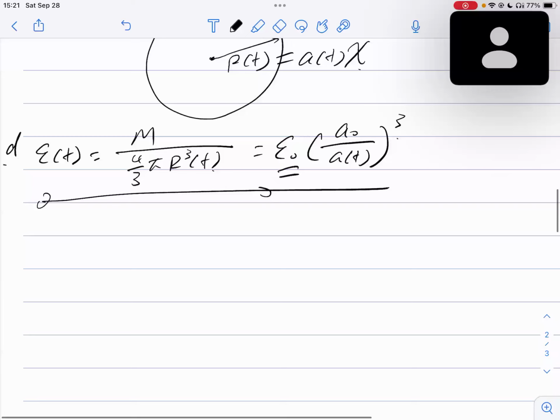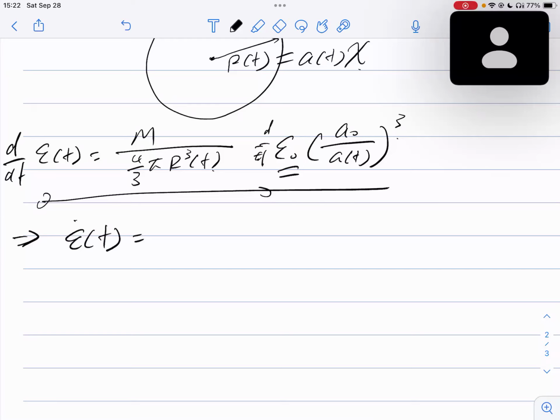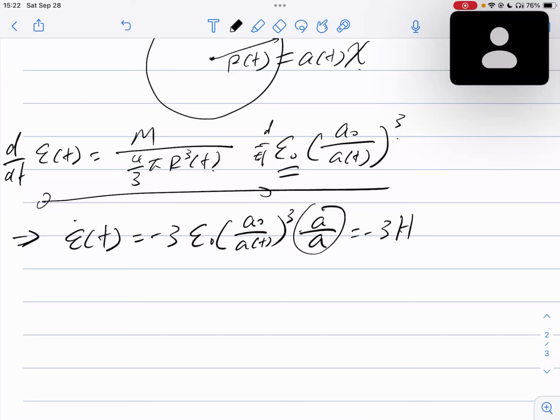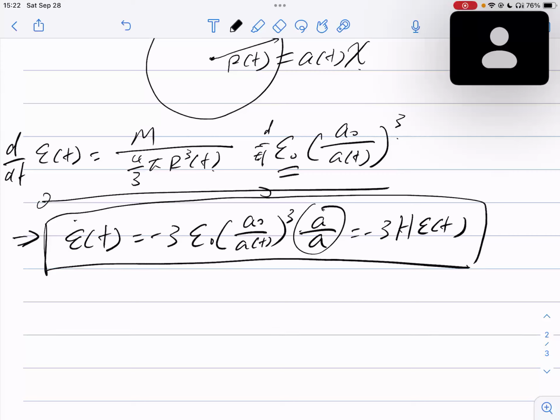Just take d/dt over both sides, and we can then get epsilon dot equals -3 epsilon_0 a_0 cubed over a cubed times a dot over a. Notice that this is just the definition of the Hubble parameter, so it equals -3H epsilon. We obtain this equation.